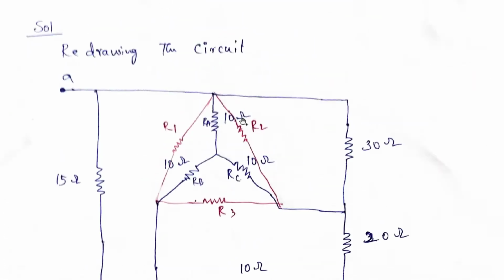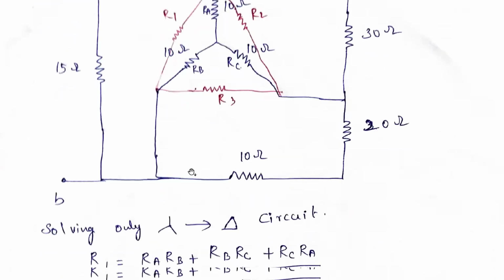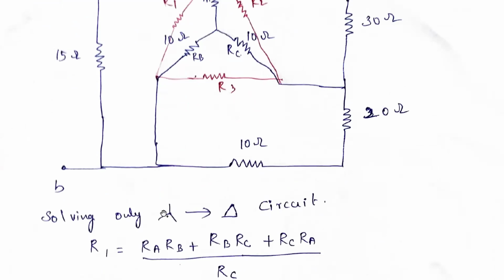So that's what we have drawn like this. This you should not disturb. So we have redrawn, and now this is the star circuit. We need to convert it into delta. So you know how to convert the star to the delta. Solving with the star to delta circuit alone.